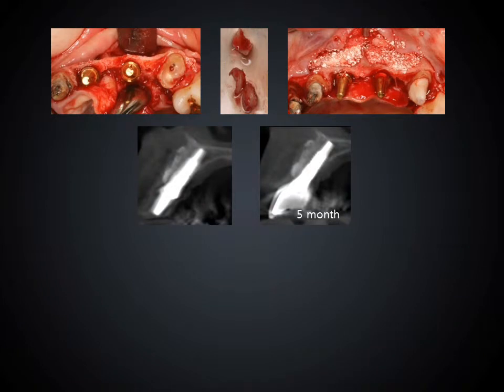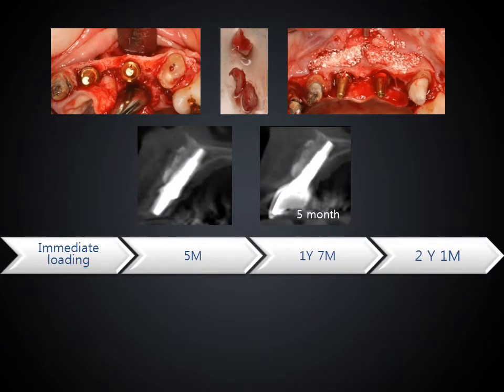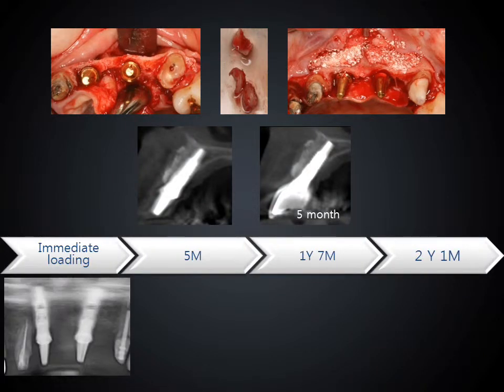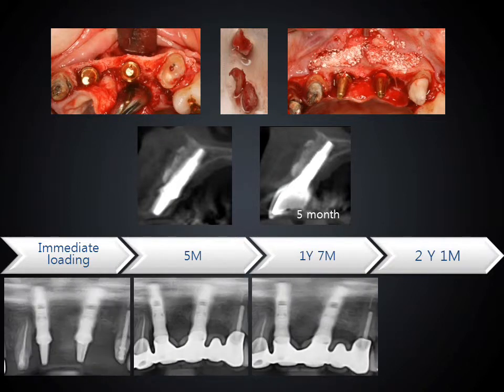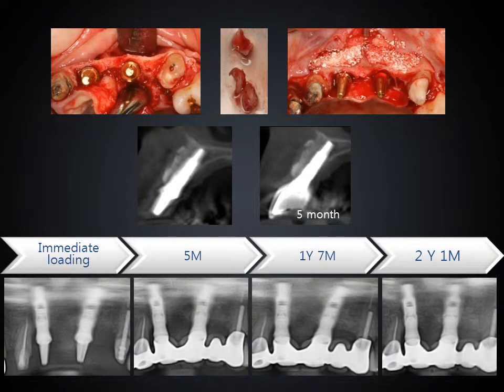Two implants were placed in the thin ridge of the central incisors. The block bone and qual BMP were filled on the lateral wall of the implants. The splinted resin bridge was immediately loaded with implant placement. At 2 years, 1 month after graft and implant placement, there was no marginal bone loss and mobility. As a result, the block bone and qual BMP showed an excellent scaffold function and rapid bone regeneration.